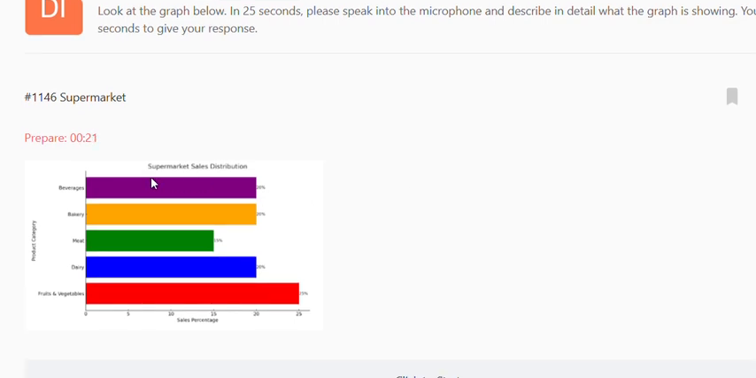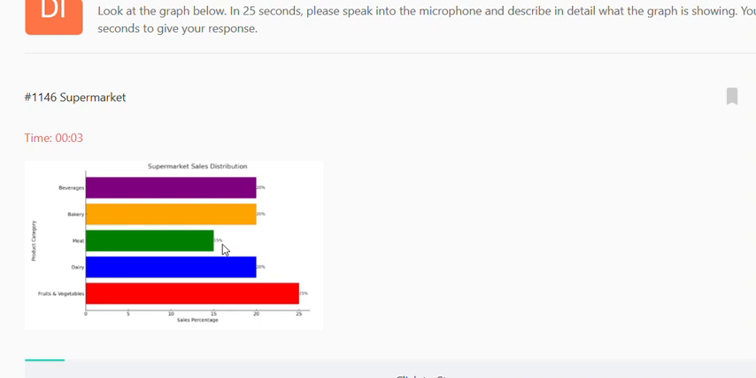This is again a bar chart. Supermarket sales distribution: beverage, bakery, meat, dairy, fruits and vegetables, sales percentage. Product category. Highest is for fruits and vegetables, 25%. Lowest is for meat, 15%.